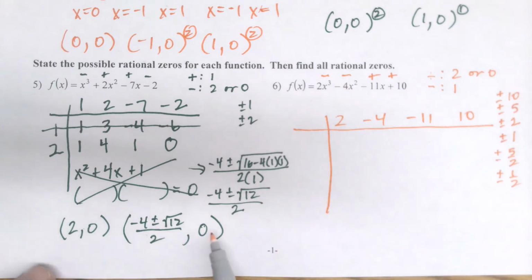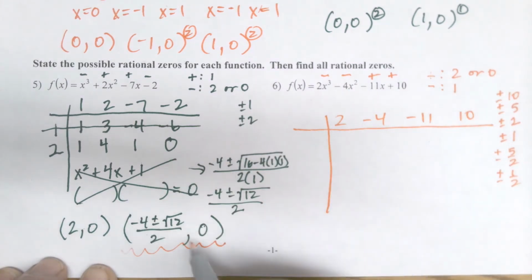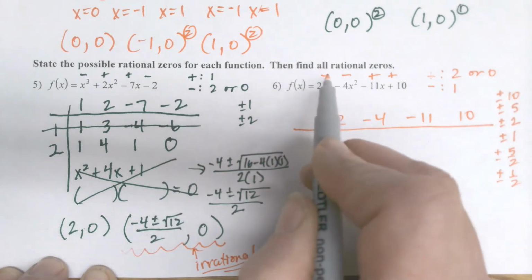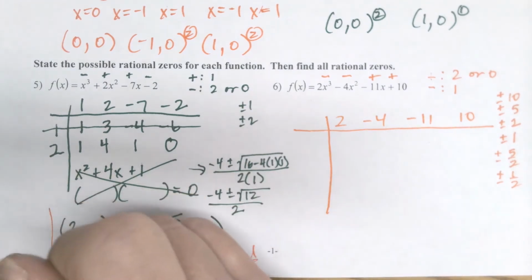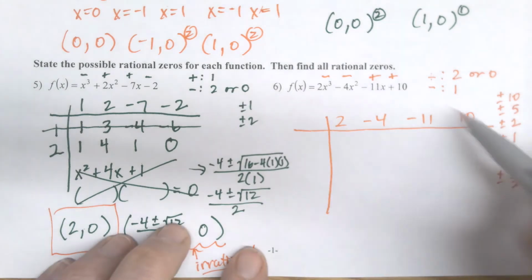And that's what I wanted to bring up over here, what I got sidetracked on. This is an irrational zero. So technically I didn't have to put it in here. I was only looking for rational zeros. So this is an irrational zero because it's got a radical in it and it's not going to come out nice. So really the only answer I'm interested in is that 2. Okay, so back to this one.